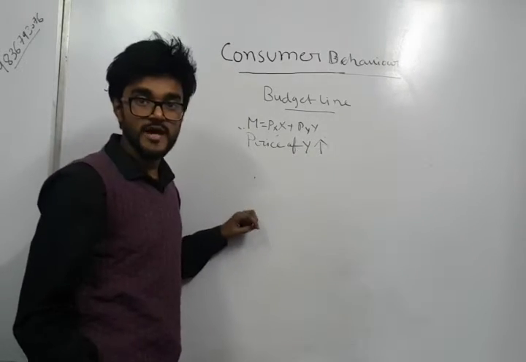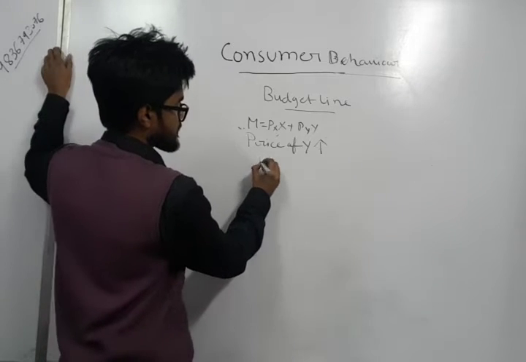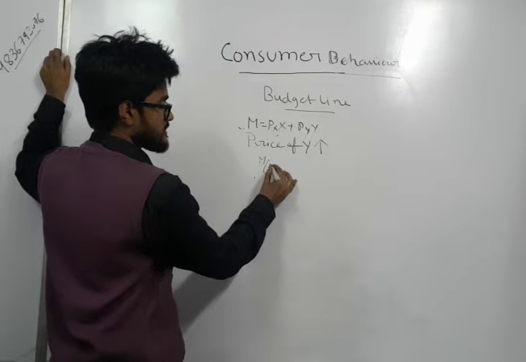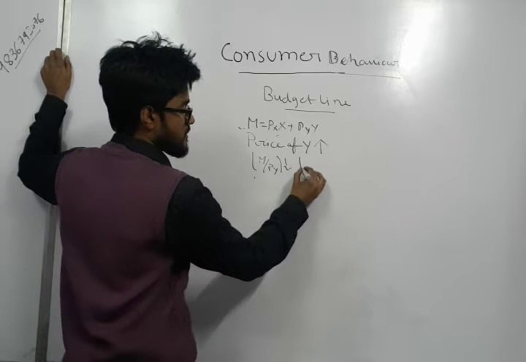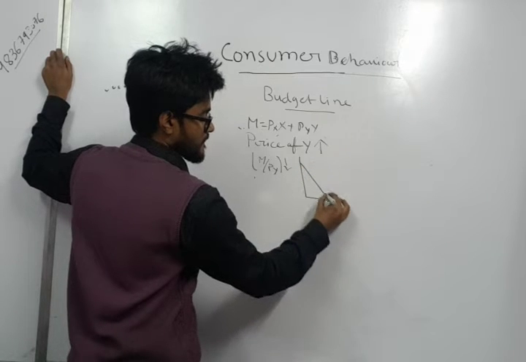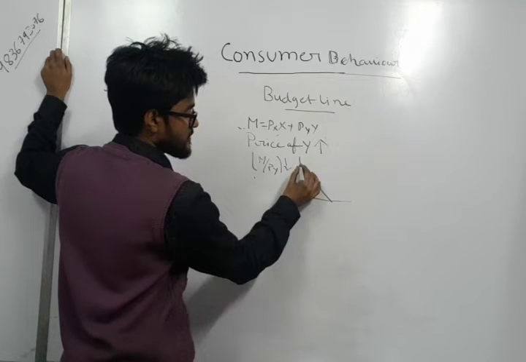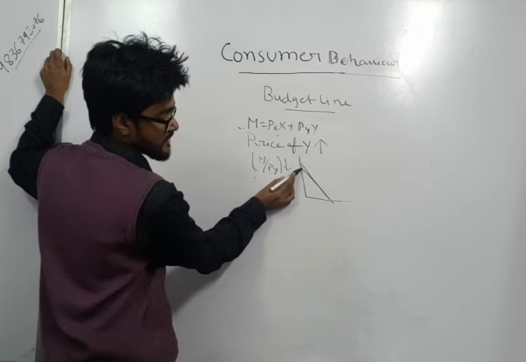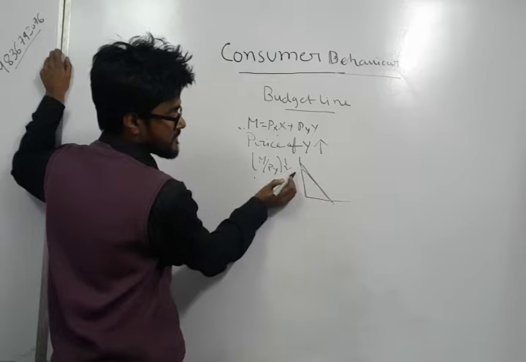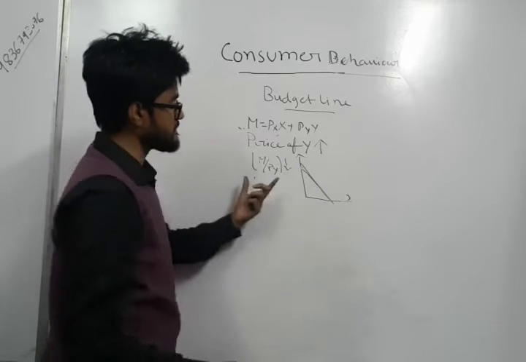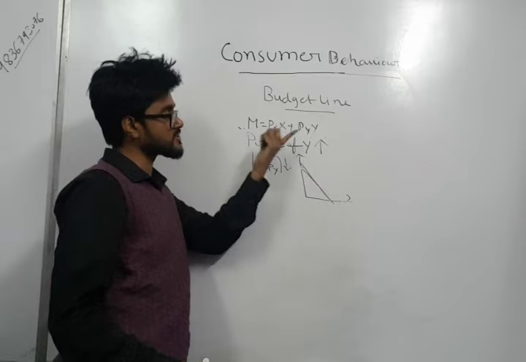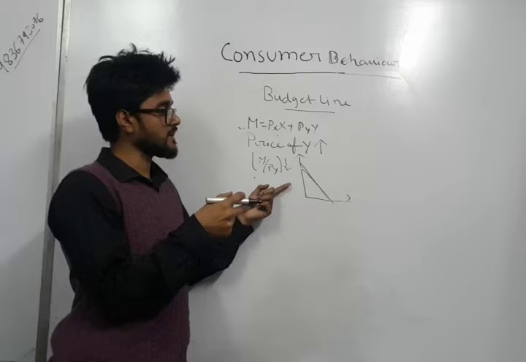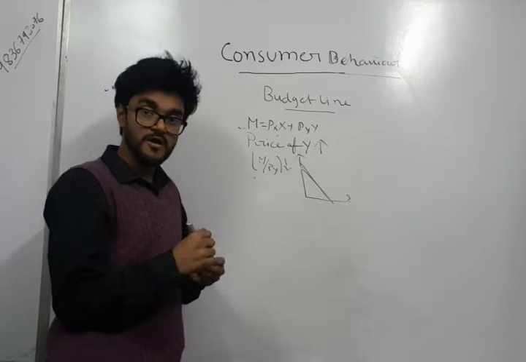As a result, M by Py, which was there, falls. So the budget line from here becomes like this. The budget line comes this side, so it becomes steeper. Similarly, if you keep on changing Px or Py in different ways, keeping the other price and money income constant, the slope of the budget line will keep on changing.